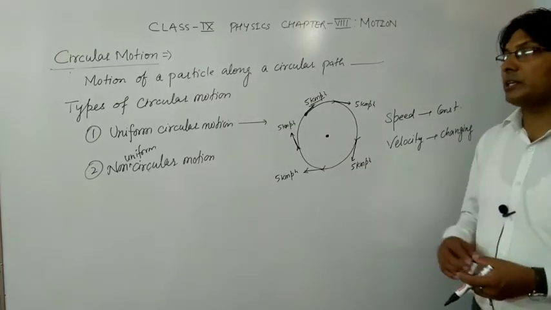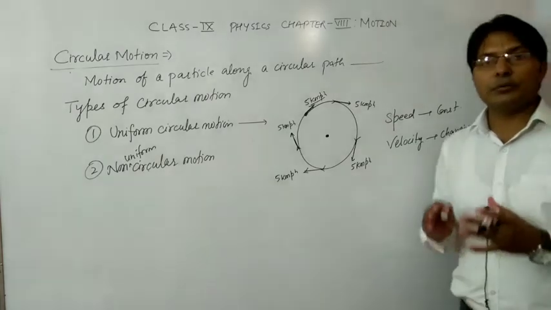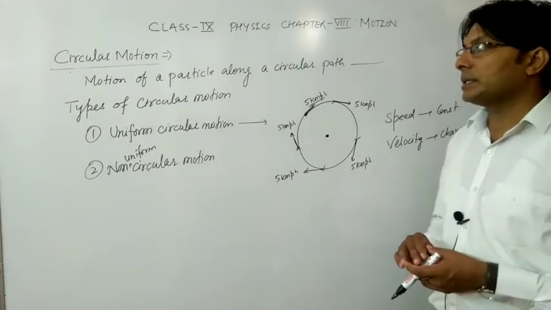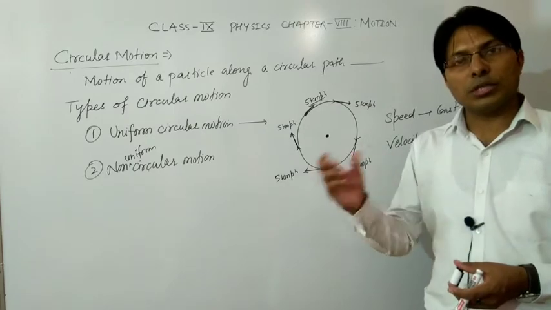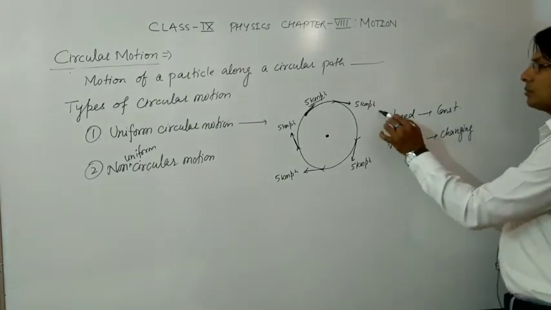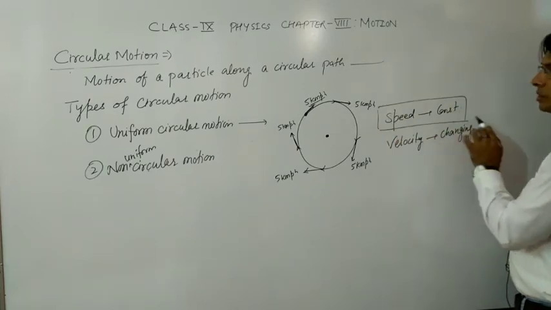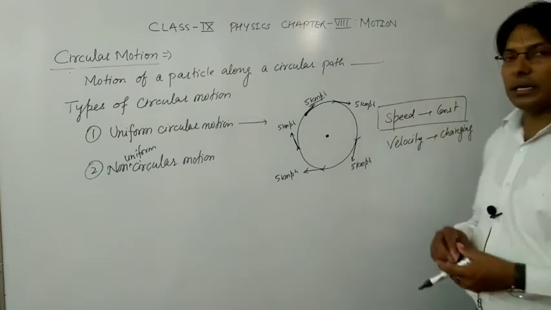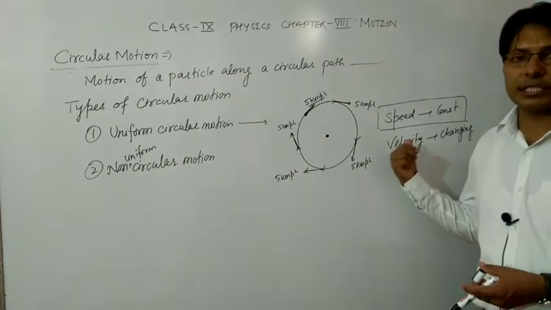So how will you define uniform circular motion? In uniform circular motion, the particle moves along a circular path with constant speed.